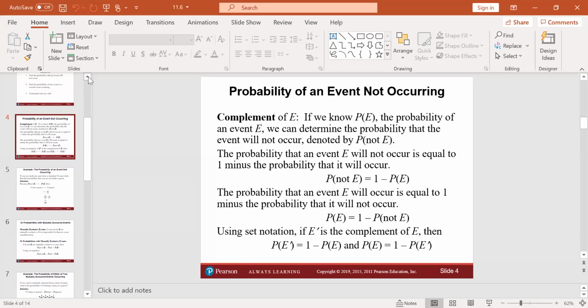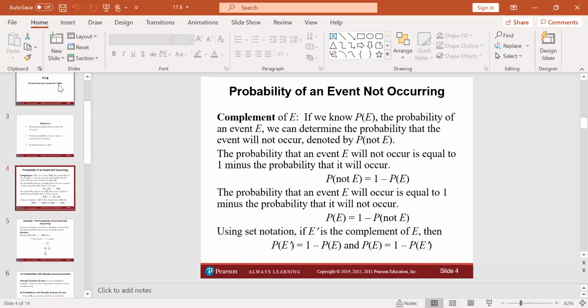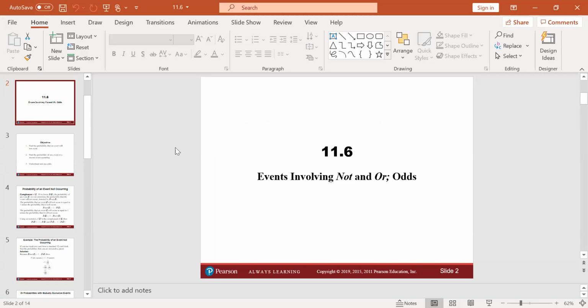So now we're going to talk about more probability concepts. We're going to talk about probability involving the word not, involving the word or, and we'll touch on odds, but odds aren't super useful. It's just a different representation of probability. And if you're not going to be gambling much, you probably won't see odds all that much in the real world.